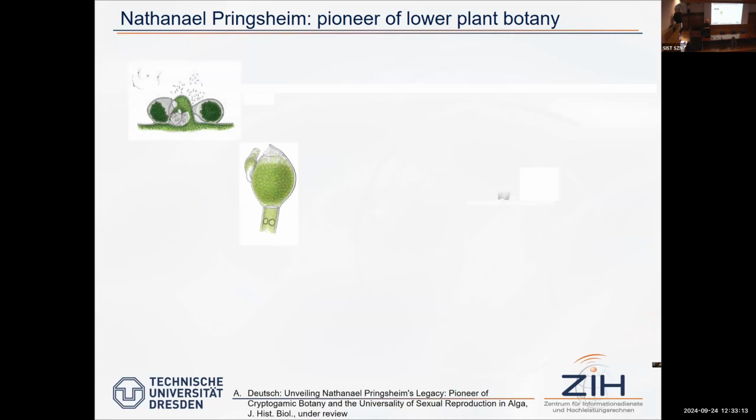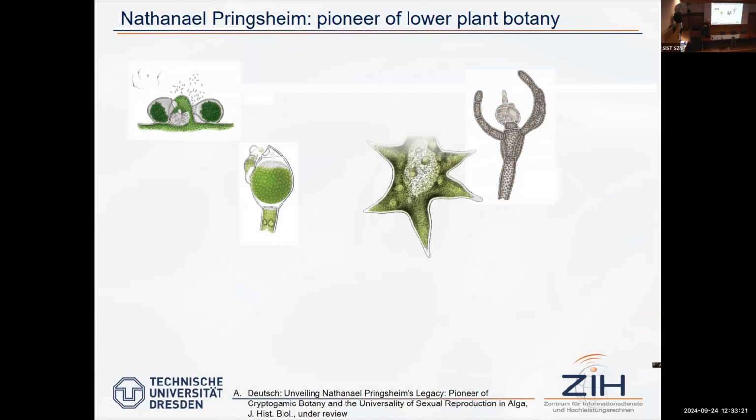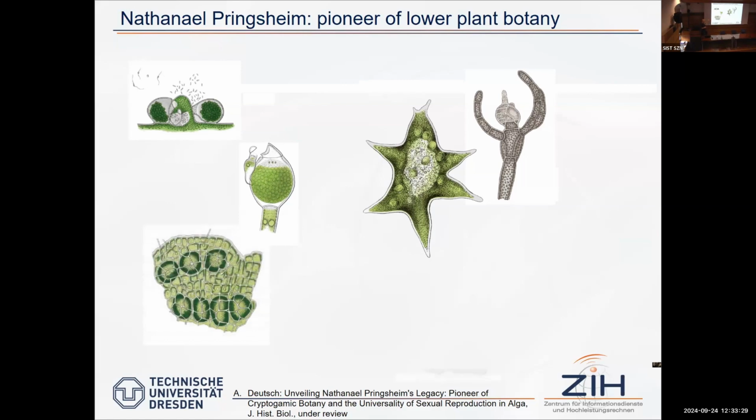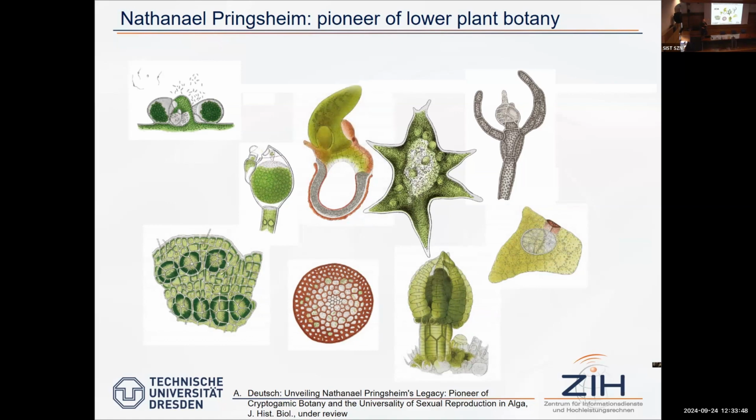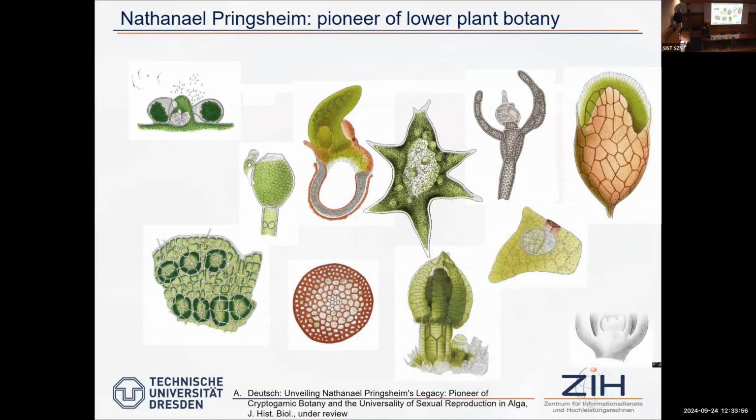Pringsheim can definitely be called a pioneer of lower plant botany. He not only did research on developmental cycles of algae, but also on mosses, for example Hypnum, and ferns. And he was the first scientist in the Pringsheim family. The grandchildren generations then had to suffer from Hitler. They either were deported, committed suicide, or had to emigrate. And one grandson of Nathanael Pringsheim, Rudolf Ladenburg, was also a founder of quantum physics. Okay, that was Nathanael Pringsheim in a nutshell.